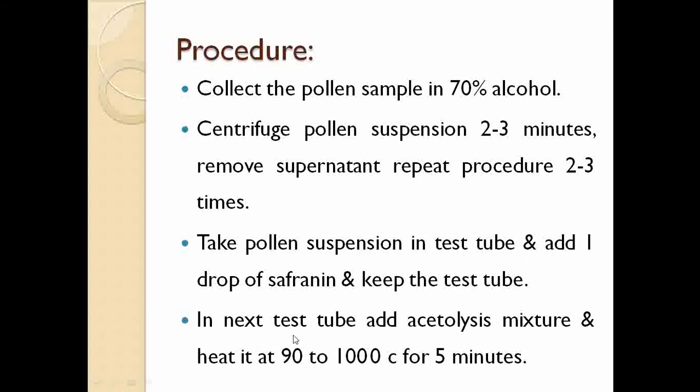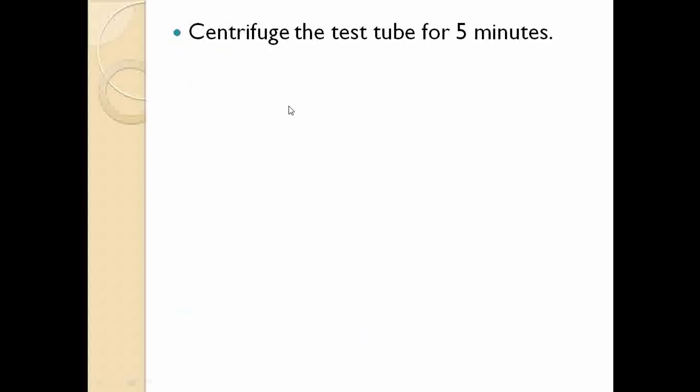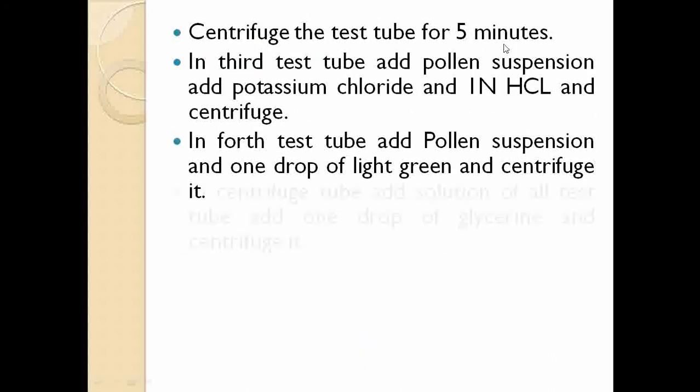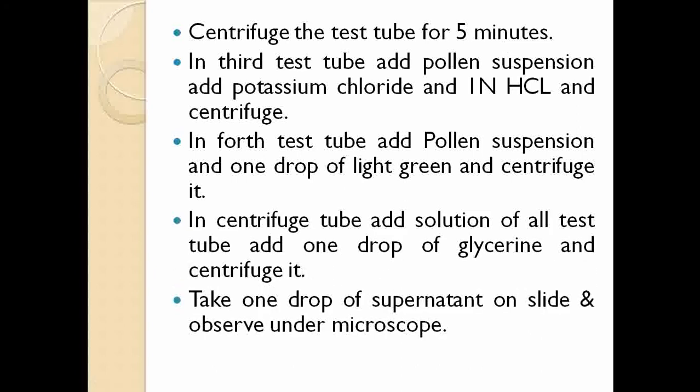In that you have to add the pollen suspension plus your acetolysis mix solution. You have to heat it at 90 to 100 degrees Celsius for 5 minutes. Then you have to centrifuge that tube for 5 minutes. So this is your second test tube.